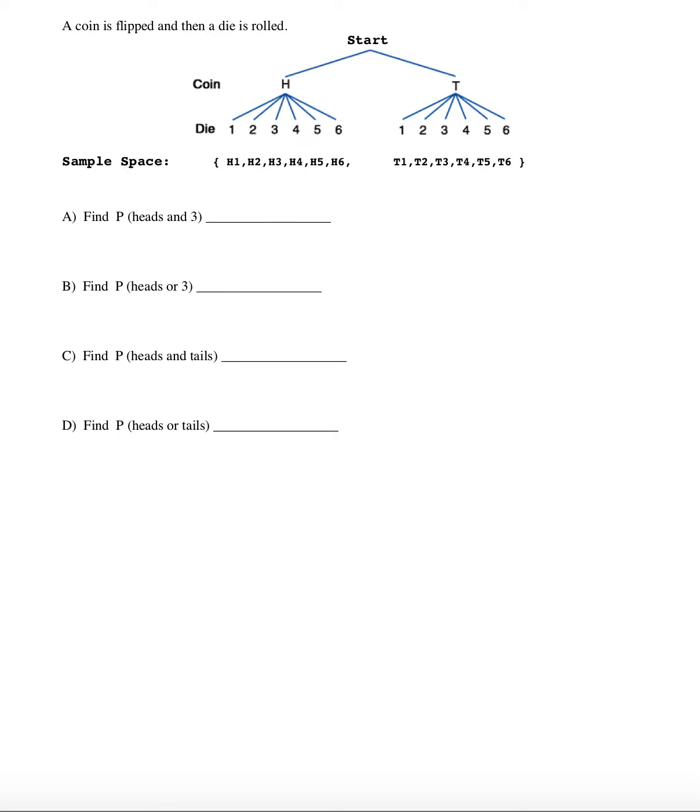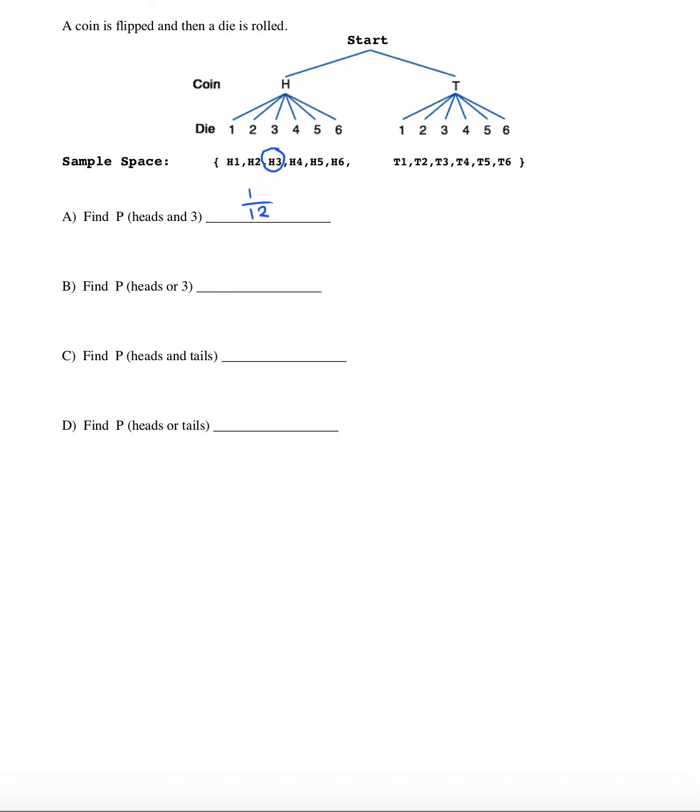Let's look at "and" and "or" in the context of a complex tree diagram. This is where there's more than one action being taken: a coin being flipped and a die being rolled. It wants us to find the probability of heads and 3. So when we look at our sample space, we just want to circle outcomes that meet both criteria. And there's actually going to be just one here. It's a 1 in 12 chance.